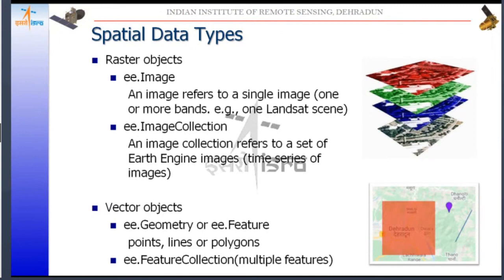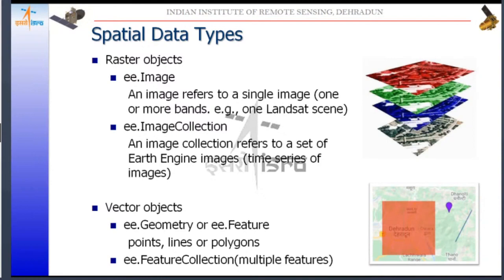Let us discuss some fundamental data types that come to use when we use the Earth Engine. So we have an ee.Image. Anything that starts with ee on the Earth Engine is a server-side object, and everything else is a client-side object. A server-side object is computed on the Google servers, and a client-side object is computed on your web browser. So an image is the most fundamental raster data type available on the Earth Engine.